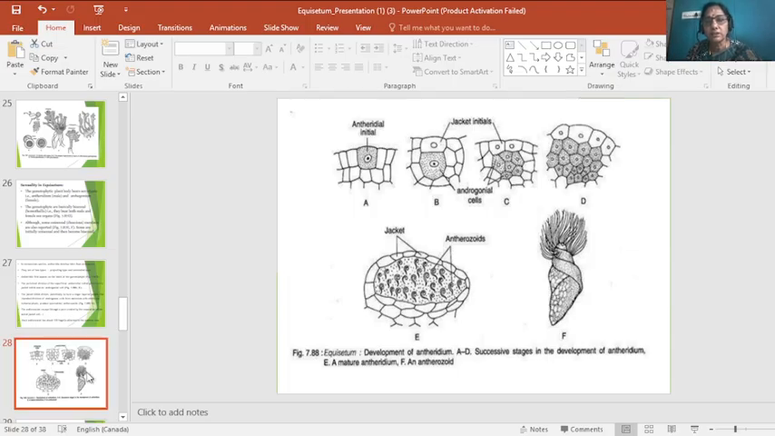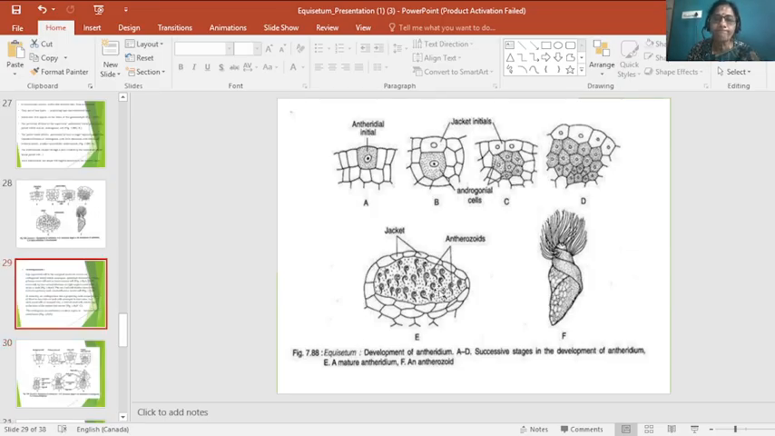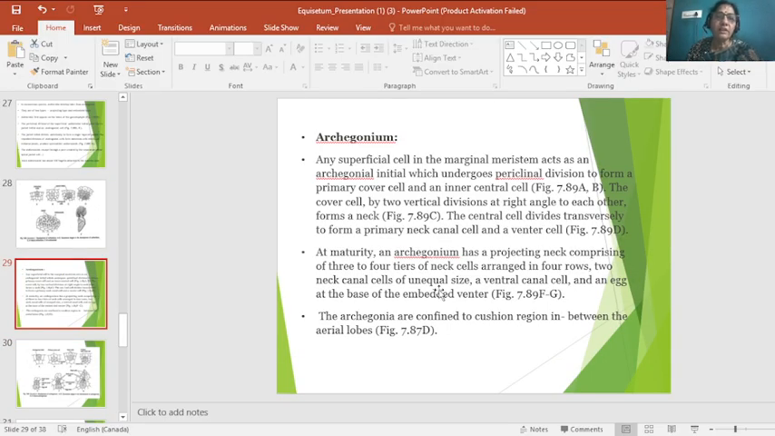So these are the antherozoids, where from the antheridial initial they form the jacket initial and androgonial initial. The jacket initial undergoes anticlinal division and forms a single layer of jacket. The androgonial cells divide and form the multiflagellated spermatozoids. The other is the female gametophyte, which we call the archegonium.